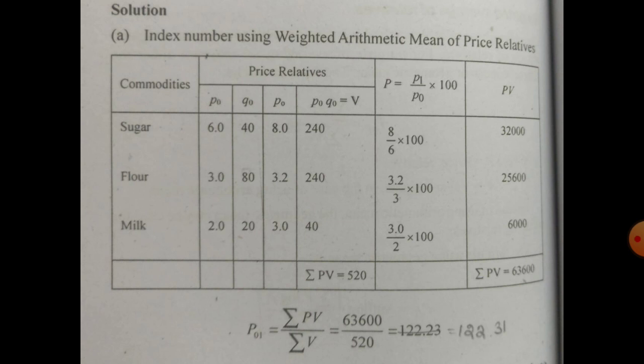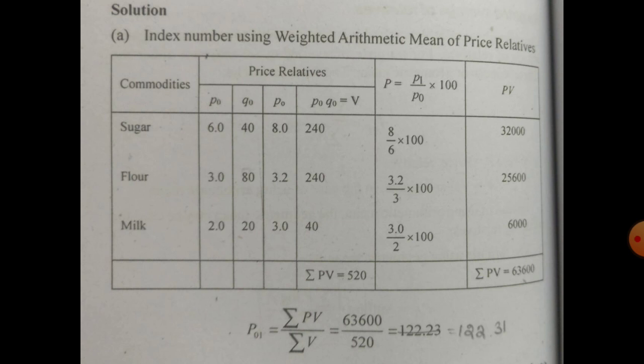The first thing is to find the value of V. So P0 into Q0: 6 into 40 is 240, 3 into 80 is 240, 2 into 20 is 40. Capital P will be P1 divided by P0. In the tabular column, the last value should be P1; it is wrongly represented as P0, so you have to change it to P1. So P1 divided by P0 into 100: 8 divided by 6 into 100, 3.2 divided by 3 into 100, 3 divided by 2 into 100.